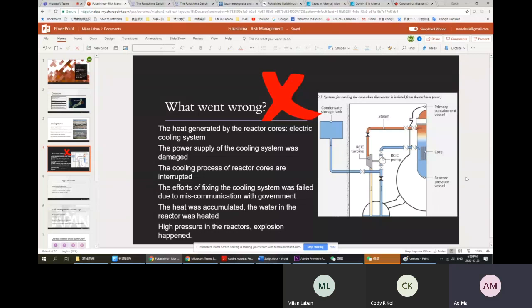Moreover, the efforts to fix the cooling system failed due to miscommunication between the power plant company and the Japanese government. This made the situation even worse. Consequently, the heat in the core of the reactors, as you can see in this picture, where the red represents the heat, accumulated, and finally, the high pressure and the huge amount of heat triggered an explosion at the power plant, and then the nuclear materials leaked.